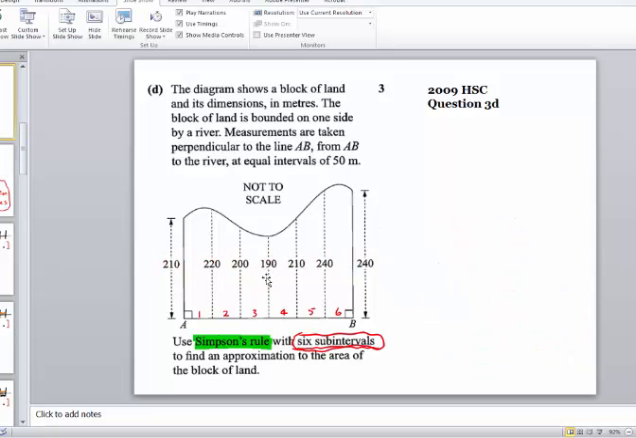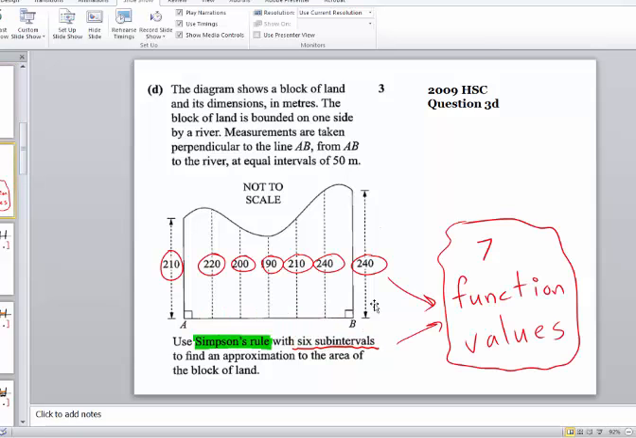Okay, so that's your 1, 2, 3, 4, 5, 6. If we have 6 subintervals, how many function values do we have? We have to measure at the beginning, and then we have to measure at the end of each of those 6 subintervals. We have 7 function values. Okay, and they're just those 7 measurements across there.